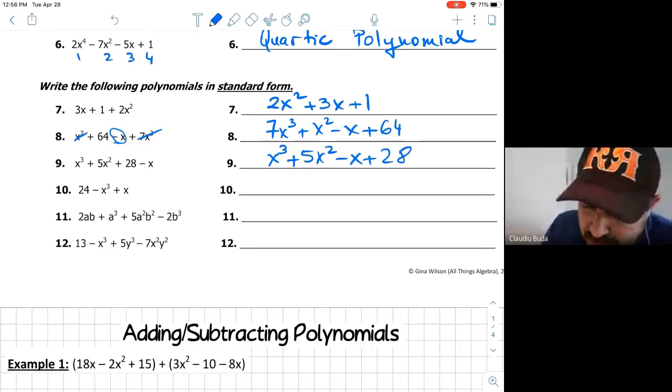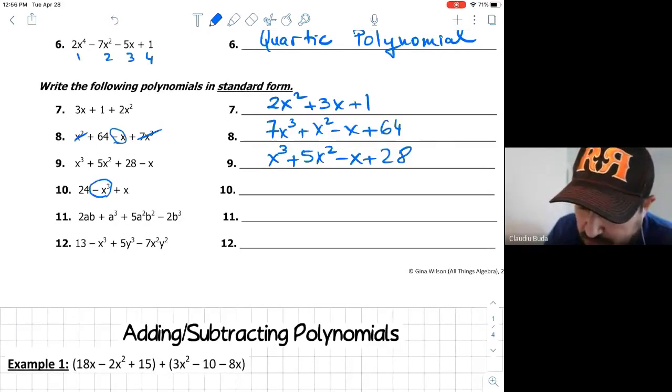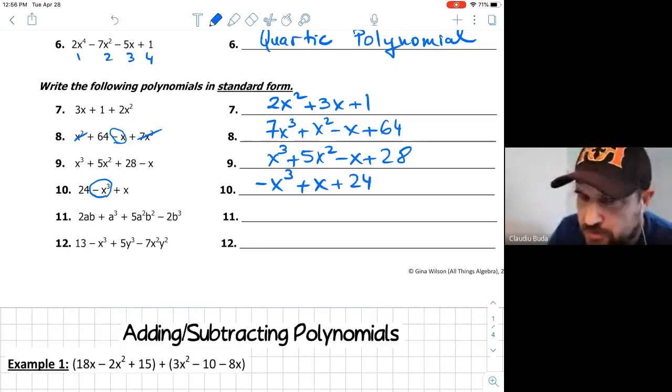Number 10, 24 minus x cubed plus x. In this case, the highest exponent is x cubed, but it's negative x cubed. Okay, the negative belongs to it. So negative x cubed plus x plus 24. Feel free to do any of the examples by yourself, and then you can compare with the answer that I put so you can practice.